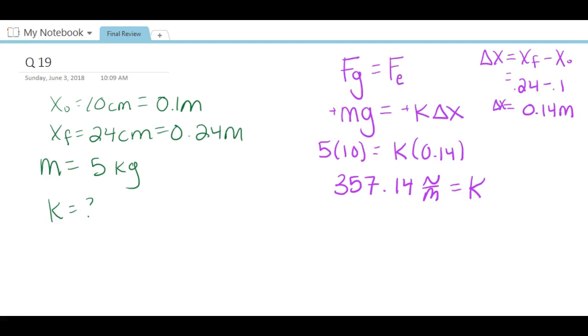Now what that tells you is that this particular spring would require 357.14 newtons of force to stretch it 1 full meter. In this problem, we have 50 newtons of force, and it only stretches it 14 centimeters, or 0.14 of a meter. So 357.14 is the spring constant for that particular spring.